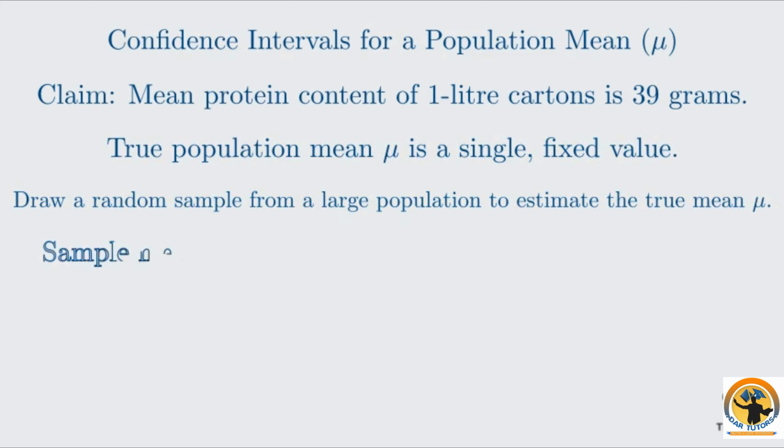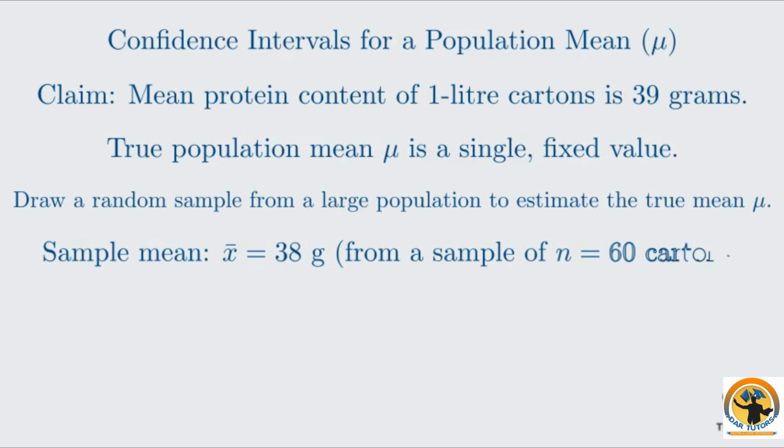This gives us a sample mean, which we call X bar. Suppose our sample mean is 38 grams. This sample mean is a point estimate for the population mean. It's our best guess for M. But is the true population mean actually 39 grams? Our sample mean of 38 grams is close, but it's not exactly 39. Is this difference due to chance, or is the company's claim incorrect? A single point estimate like 38 grams doesn't tell us how close it's likely to be to the true mean.